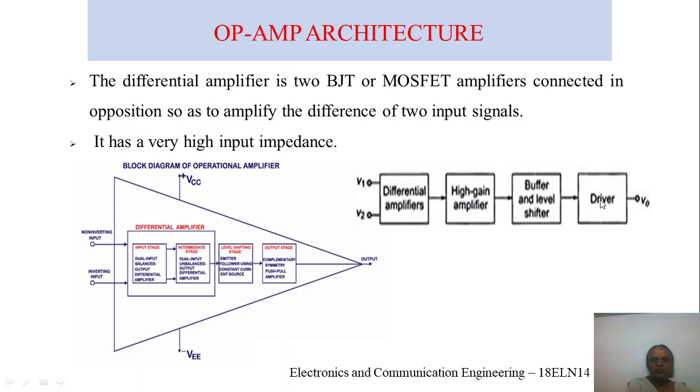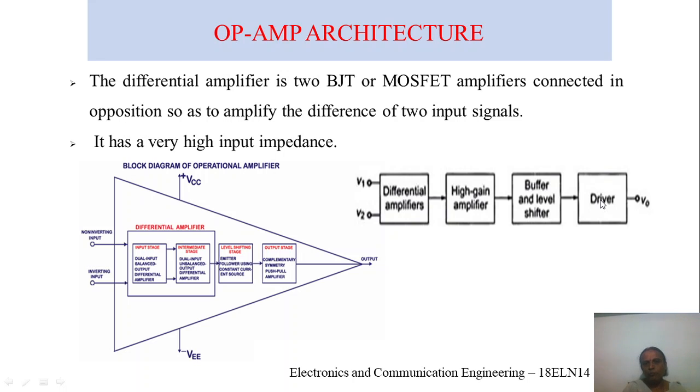The differential amplifier consists of two BJTs or two MOSFETs. Why do we have to consider BJT? BJT is bipolar junction transistor, and MOSFET means metal oxide semiconductor field effect transistor. We have already seen this in the previous module also. These two are used as an amplifier.